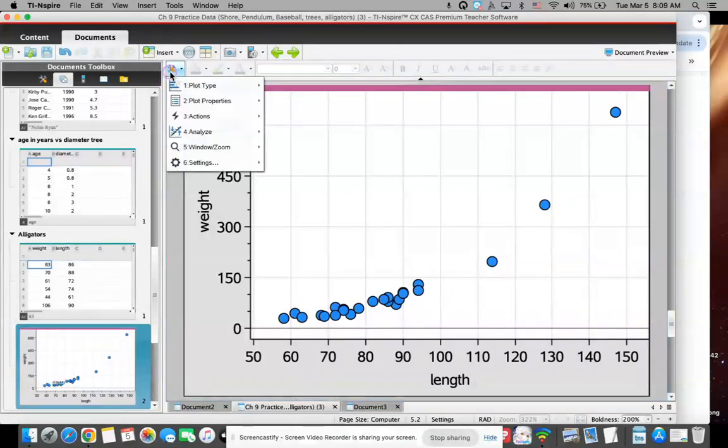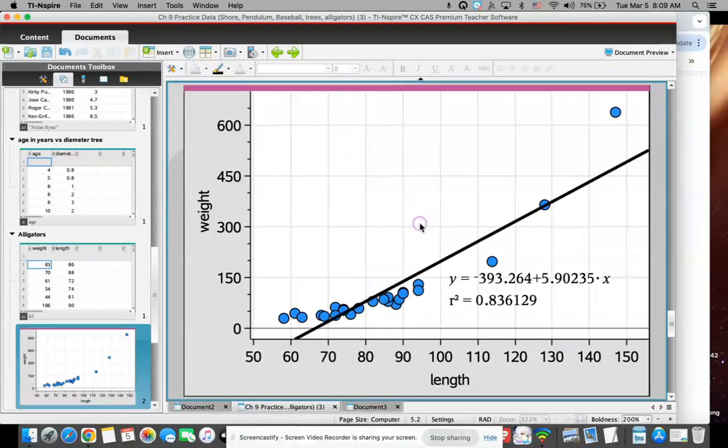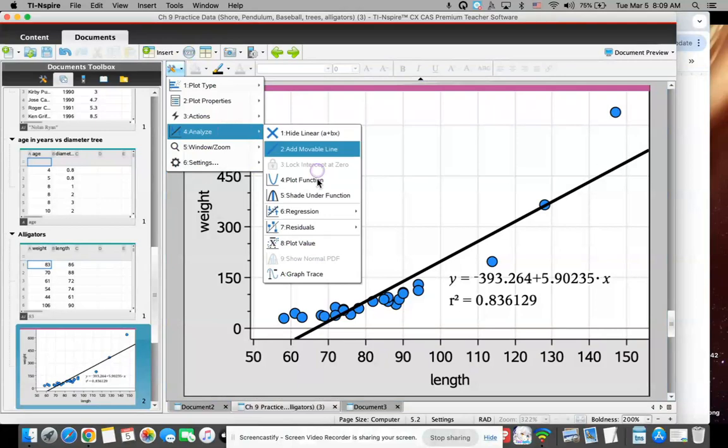Okay, but this is curved. I can see it already, but what are you supposed to do? You're supposed to put in the regression first. You're supposed to look at a residual plot.